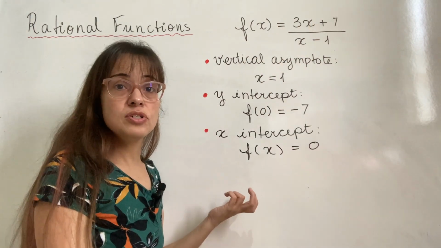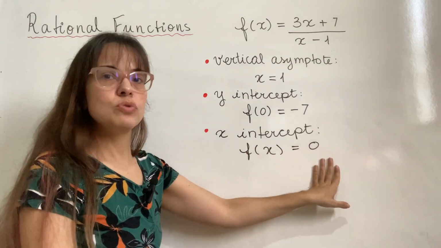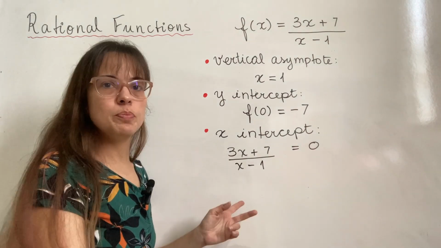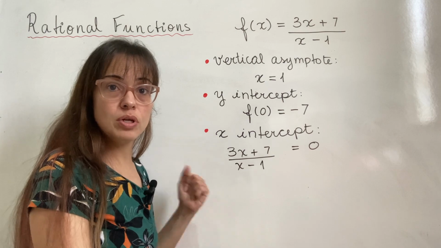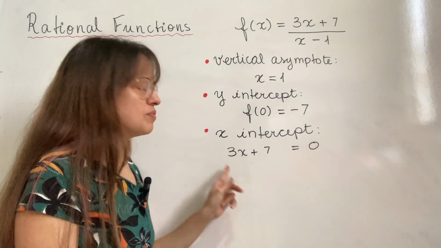And what about the x-intercept? How do you always do that? You take the function, set it equal to 0, and then solve an equation. In this case, we can start by multiplying both sides by x minus 1 to get rid of this denominator. Now we can subtract 7 and then divide by 3.